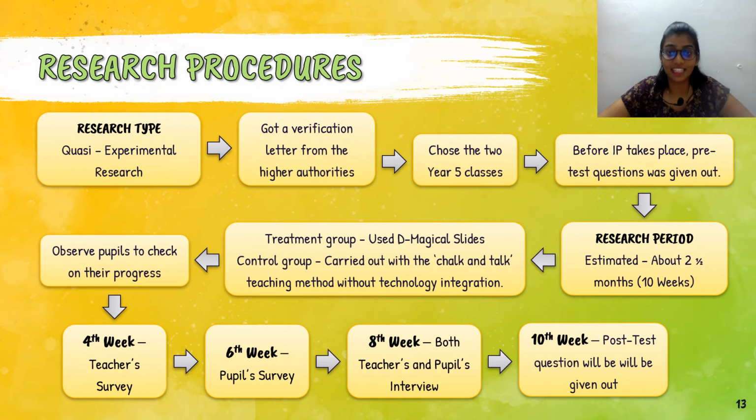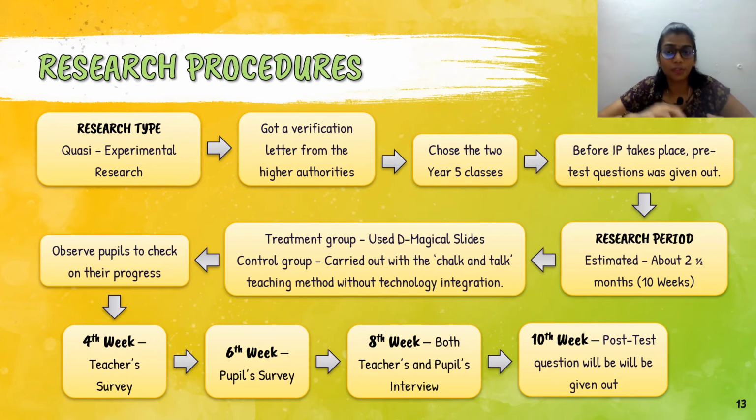As discussed in the earlier section, the researcher determined to conduct this research using the quasi-experimental design. The research-related documents, including the verification letter from the higher authorities from IPG-KDRI, were submitted to the school headmaster for the approval to conduct the research at SK Todjering. As the school does not stream the pupils based on their grades, the researcher believed that the two chosen Year 5 classes have the same level of proficiency in learning English. Before the intervention period takes place, a set of pre-test questions were given out to both the treatment and control group. The intervention period was estimated to take about 10 weeks to be completed.